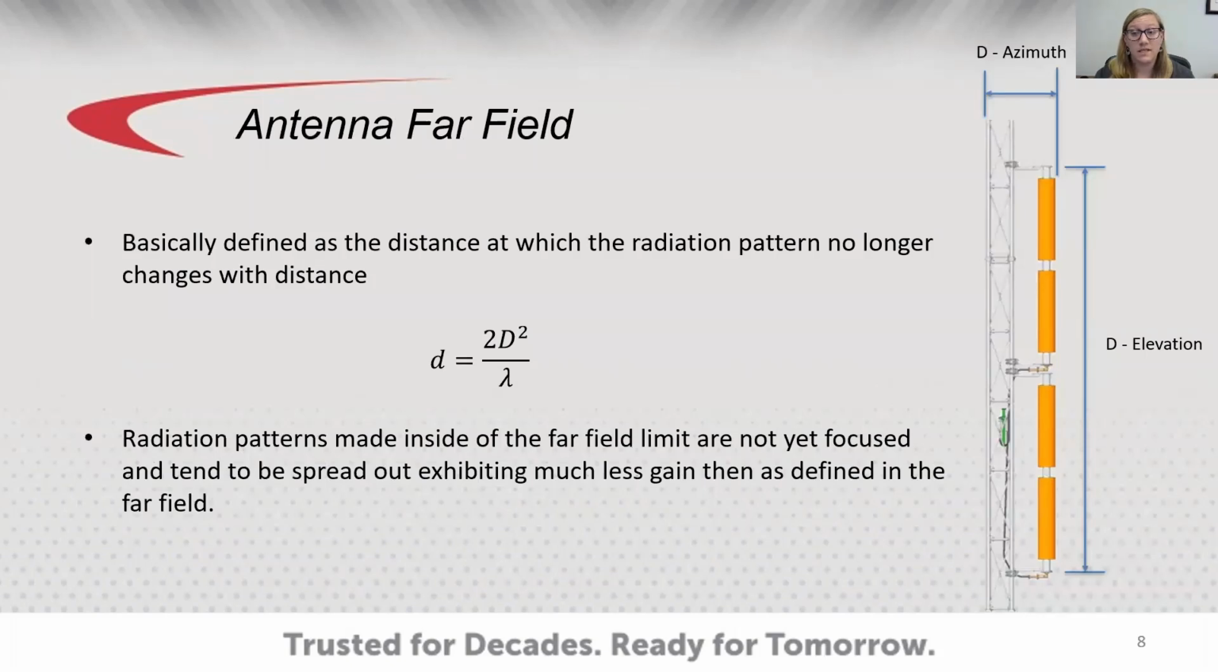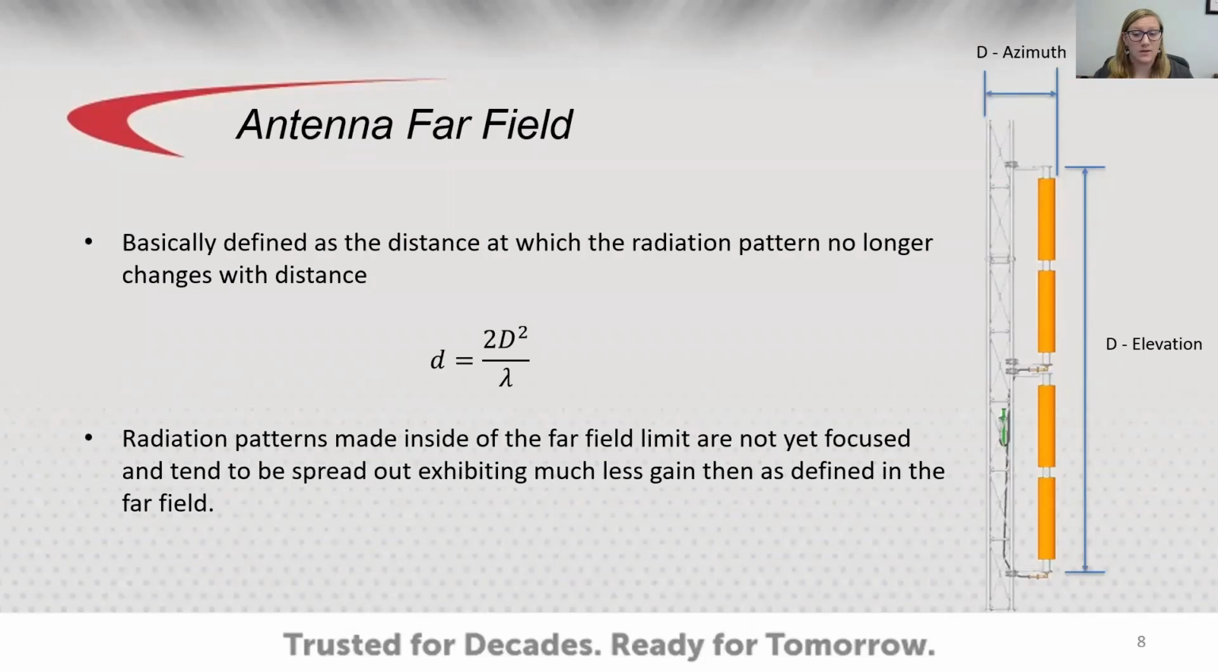I'm going to take a few minutes here to define the near field versus the far field of an antenna and discuss how these regions can affect field measurements. The far field of an antenna boils down to the distance from the antenna at which the radiation pattern no longer changes with distance. As you can see from the figure and the equation on this slide, the far field region will be different in the azimuth and elevation patterns for the antenna.